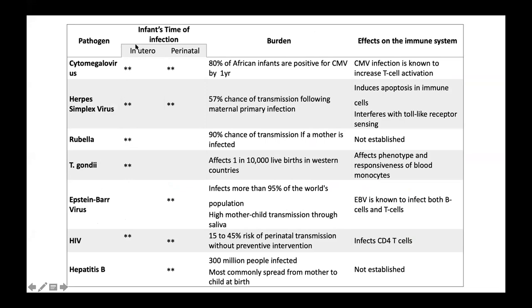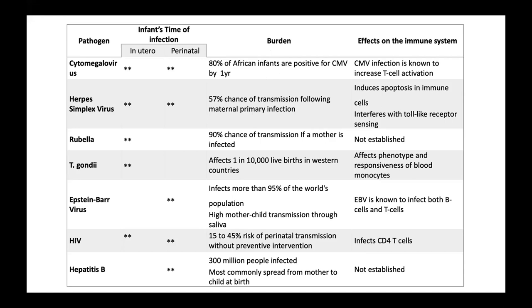So some of them can be transmitted in utero or perinatal, just before birth or during birth, or even during the 9 months of pregnancy within the mother. And here I show a summary of the general prevalence of most of them. Most of them are actually highly prevalent within the population. So there's a possibility for them to be transferred from the mother to the child while still in the womb.